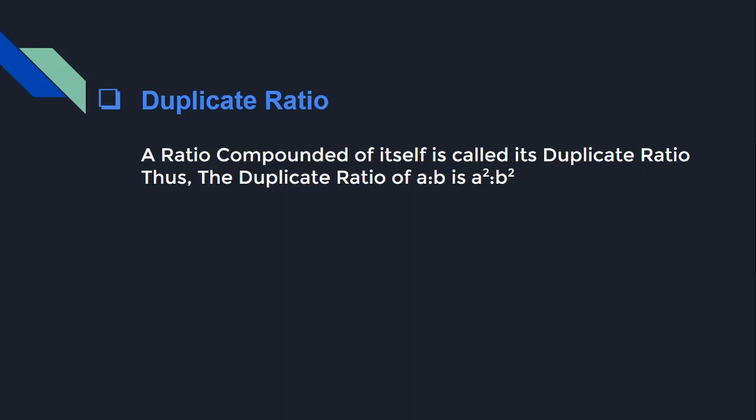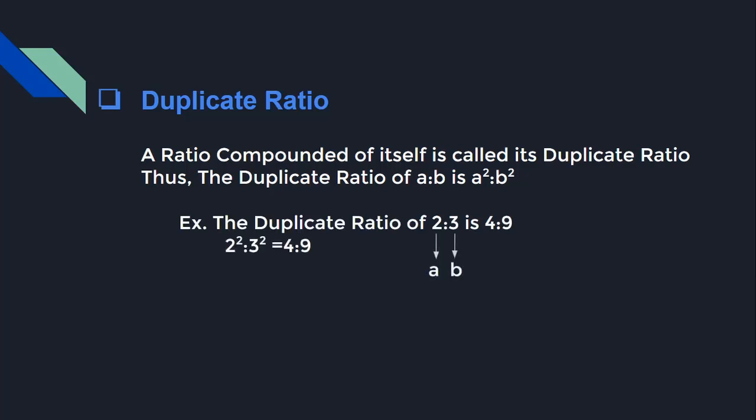Let's see its example. The duplicate ratio of 2 is to 3 is 4 is to 9. Here, let's consider A equals 2 and B equals 3. So, we will take the square of A and B. So, A square equals 2 square which is equal to 4, and B square is equal to 3 square which is equal to 9. So, we get 4 is to 9. So, we can say that the duplicate ratio of 2 is to 3 is 4 is to 9.